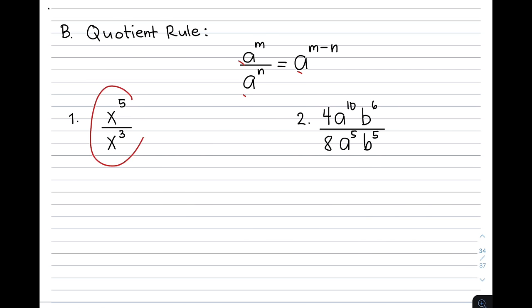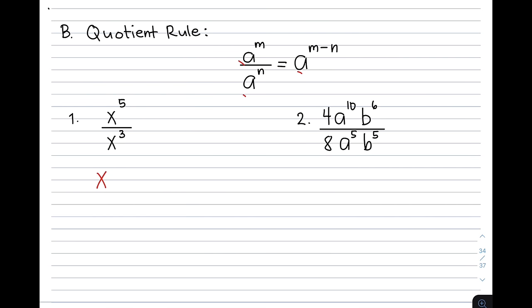We have here the expression x raised to 5 over x raised to 3. So, sir, paano ba ginagawa or paano ba sinisimplify yung ganitong klaseng expression? So, given this kind of expression, all you need to do is to apply the quotient rule. So, observe muna, parehas ang kanilang base. So, all you need to do is to copy the base, copyin ang base, x, and then subtract your exponent.